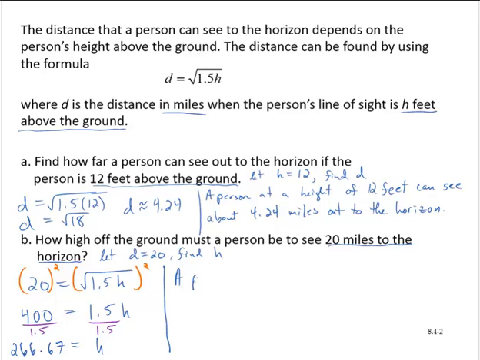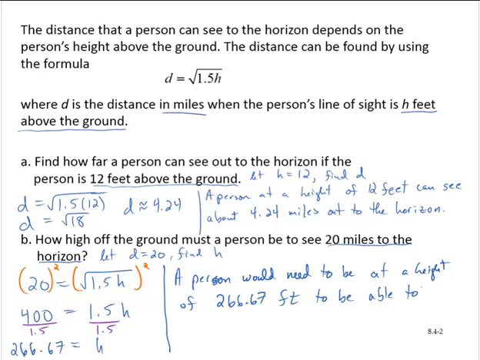Alright, so a conclusion. A person would need to be at a height of 266.67 feet to be able to see out 20 miles to the horizon.